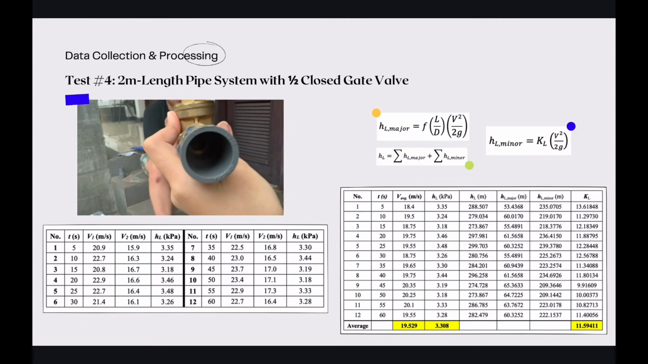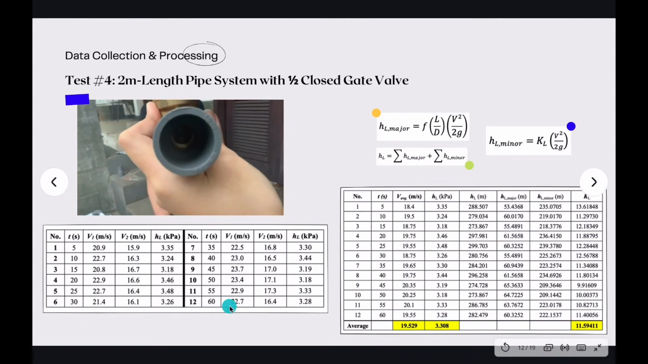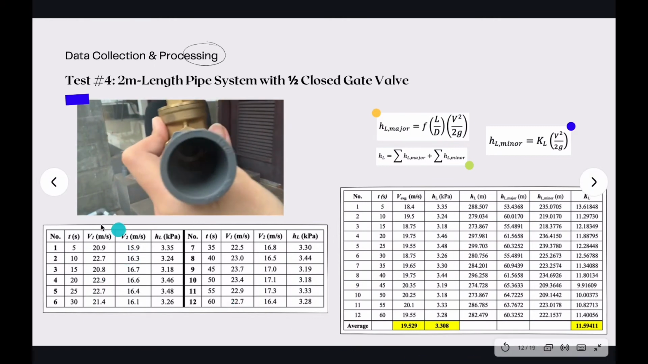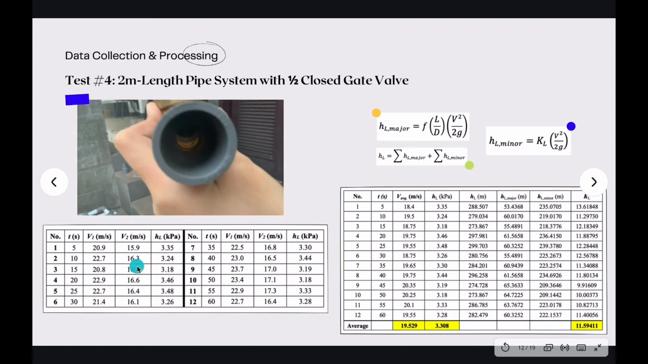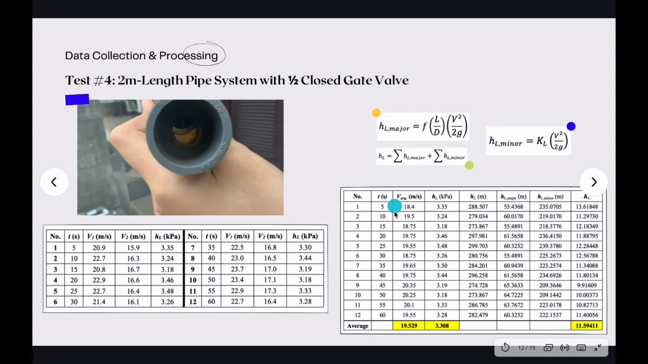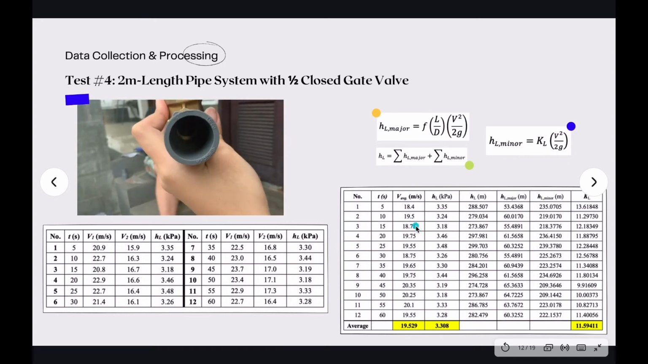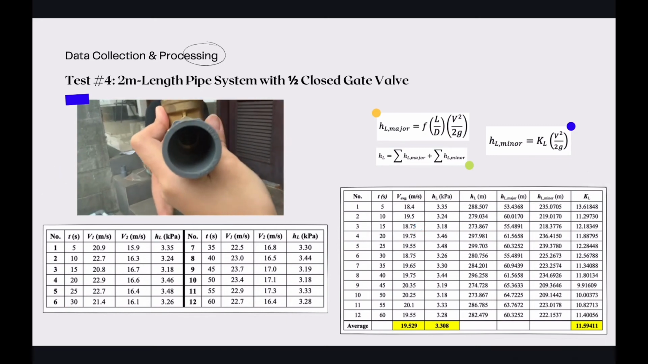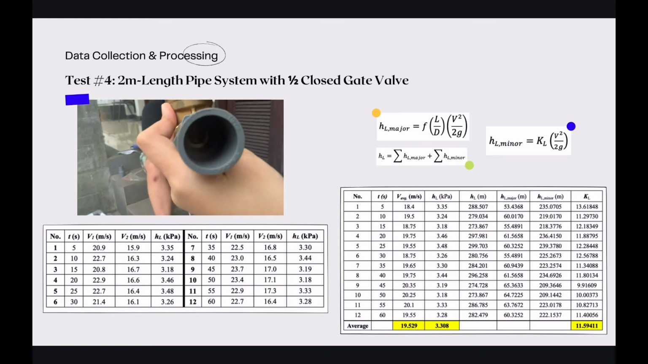We will use a gate valve that is half closed for the fourth test. This requires velocity readings at the blower outlet as well as the pipe outlet of the experiment. Then, we use the mean value of flow velocity for data processing. The steps for data processing are practically the same as the previous testing.